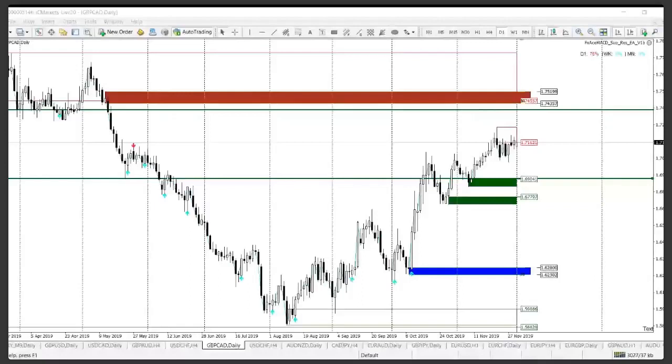Yep, all good, all good. So this next method we're going to look at is the pivot point method. So there's 2 ways we can do this. We can do the daily pivots and the weekly pivots.